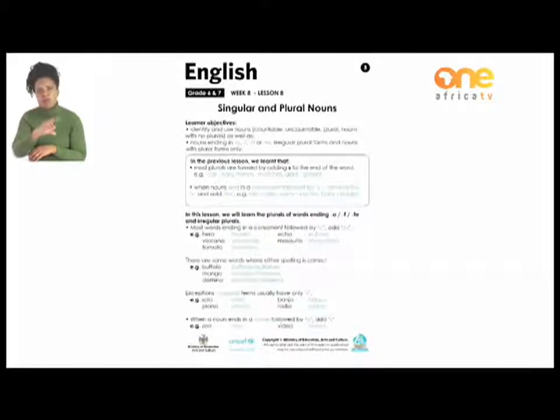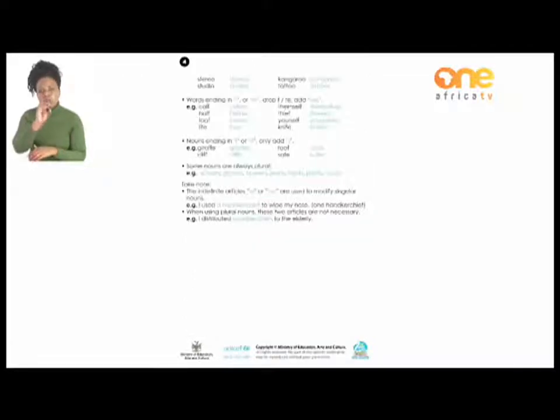However, there are exceptions. Musical terms usually have only an S. For example, solo is solos, banjo, banjos, piano, pianos, radio, radios. When a noun ends in a vowel followed by O, we only add S. Zoo, zoos, video, videos.